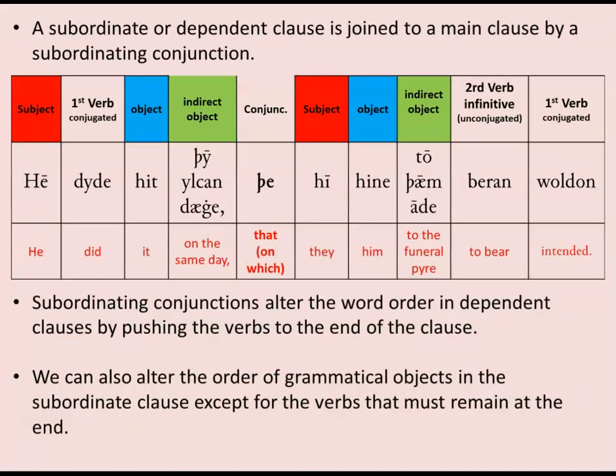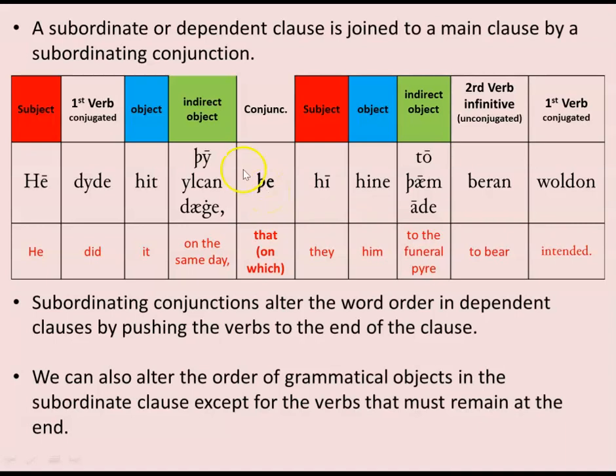All right, now let's come to subordinate clauses or dependent clauses. A subordinate or dependent clause is joined to a main clause by a subordinating conjunction. So here's an example. The word means "that" or "on which", generally meaning "which", but its meaning can vary a bit depending on the circumstance.